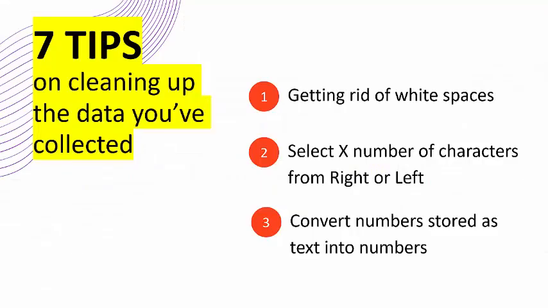Alright, so let's do a very quick recap. We have done 3 out of the 7 tips. The very first one is getting rid of white spaces, and we used a function called TRIM. The second one is selecting X number of characters from the right or the left. In this case, we selected 7 digits from the right, using the RIGHT function. And last but not least, we used text to columns to convert numbers stored as text into their original number format. Alright, so this is the very first installment.